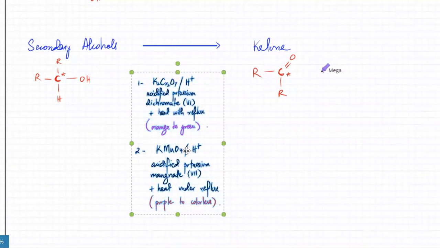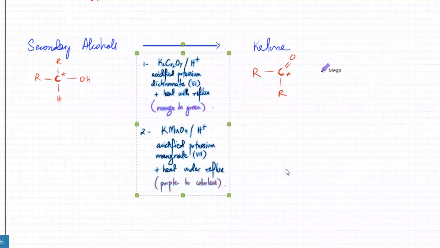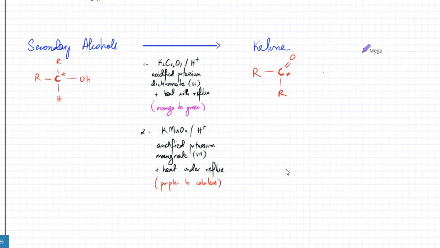And ketones are not further oxidized. Remember, ketones don't get oxidized. Unlike aldehydes, ketones don't undergo oxidation, so they are resistant to oxidation. That is also one of the major differences between aldehydes and ketones. They look kind of the same.